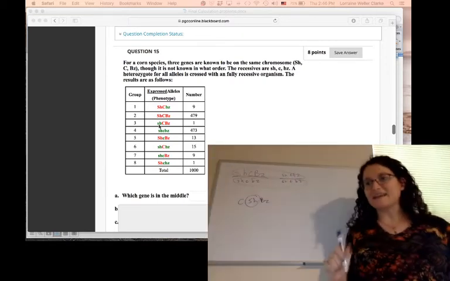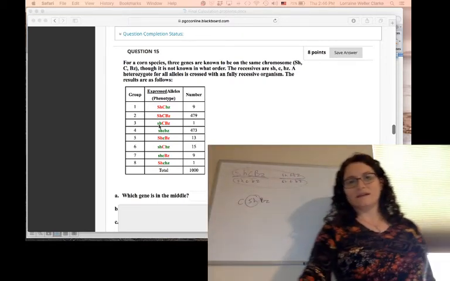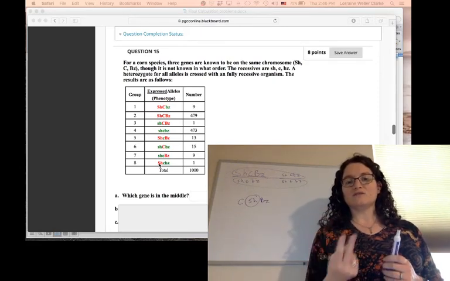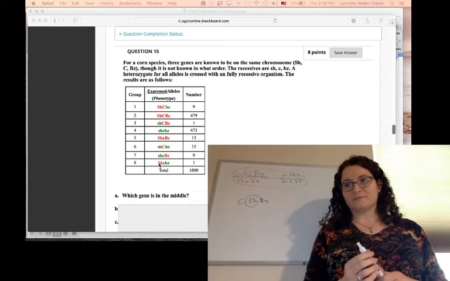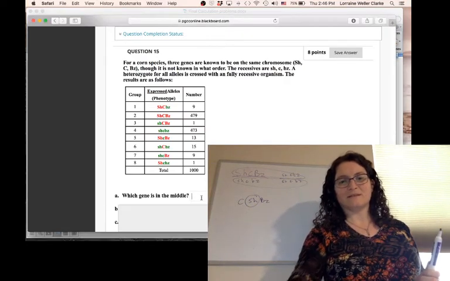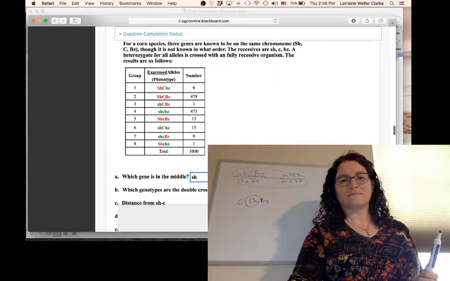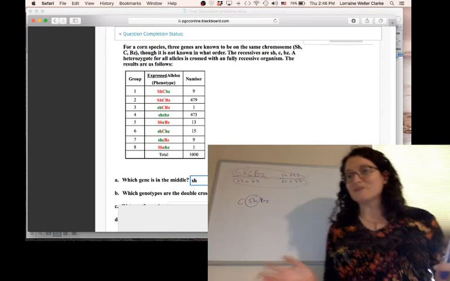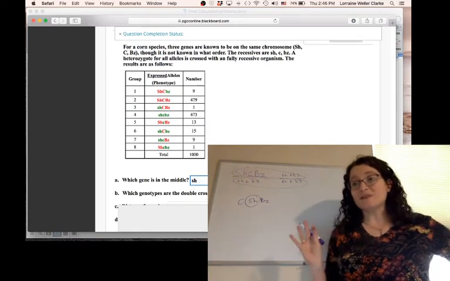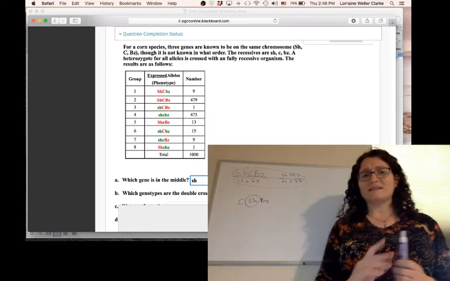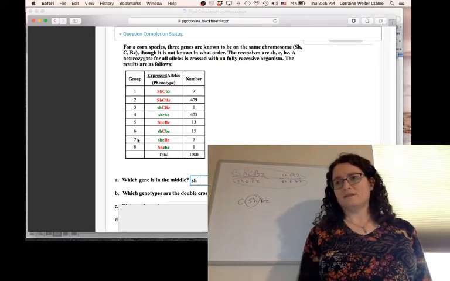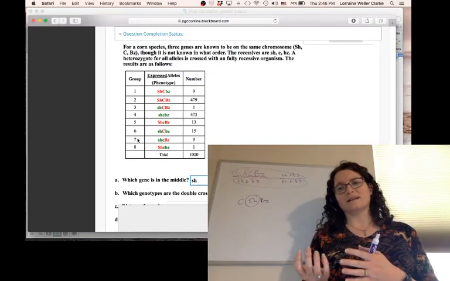SH is in the middle, because SH is the one that has shifted in the two double crossovers, a very small number. You start with that. SH is in the middle. I'm just going to type it out. Which genotypes are the double crossovers? If you put it in the right order, it should be number 3 and number 7. You know those as double crossovers, they're the least likely.